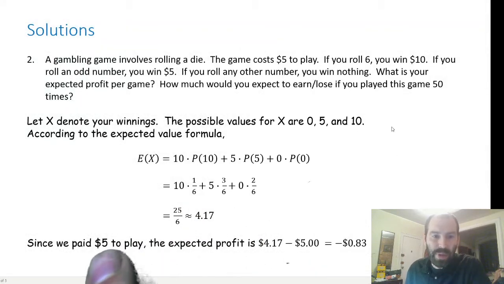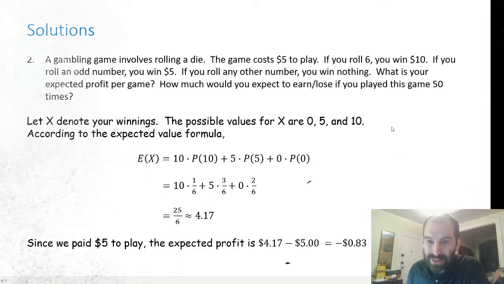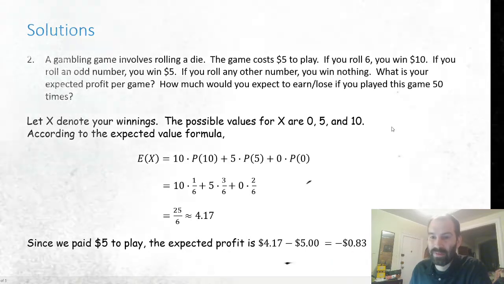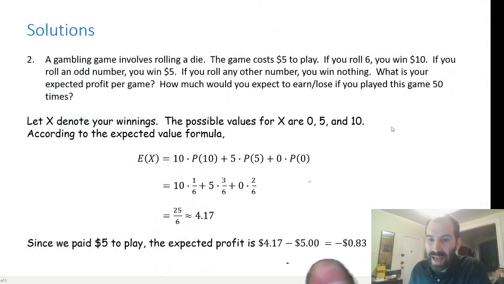So since we paid $5 to play, what's our expected profit, right? Don't forget, we paid $5 to play this game. So we actually have to deduct the amount that we paid. So look what's actually happening. We're actually losing 83 cents on average every time we play, right? So we're actually not coming out ahead here.